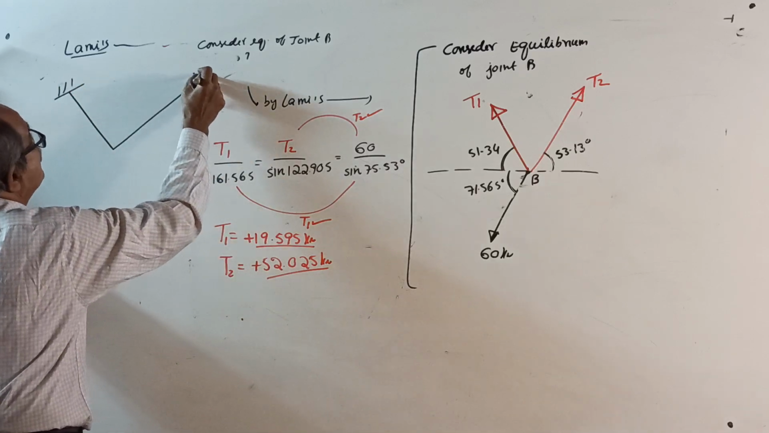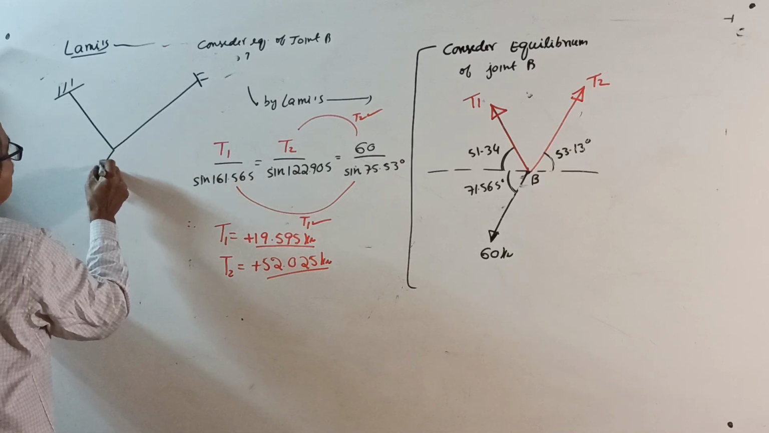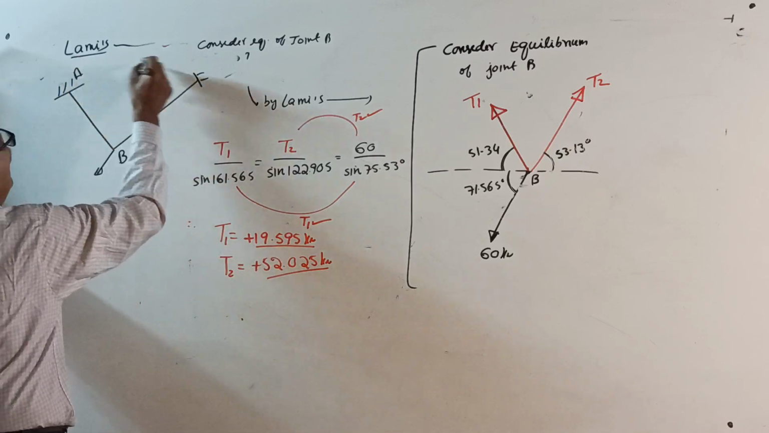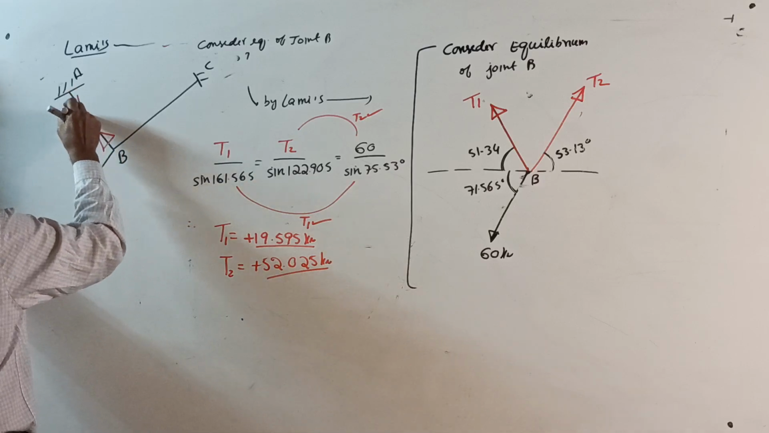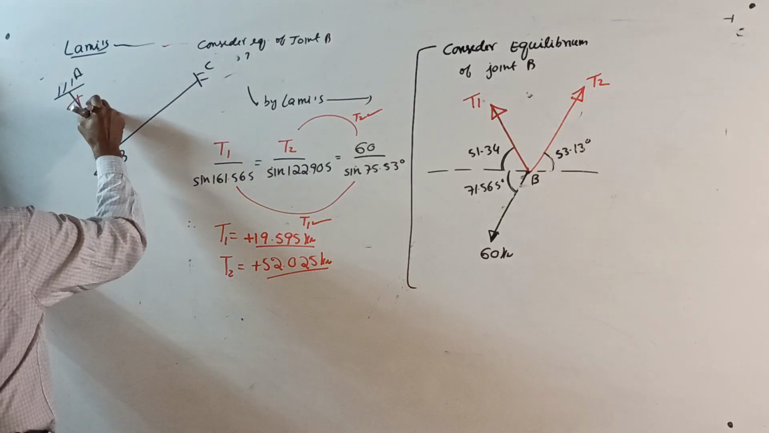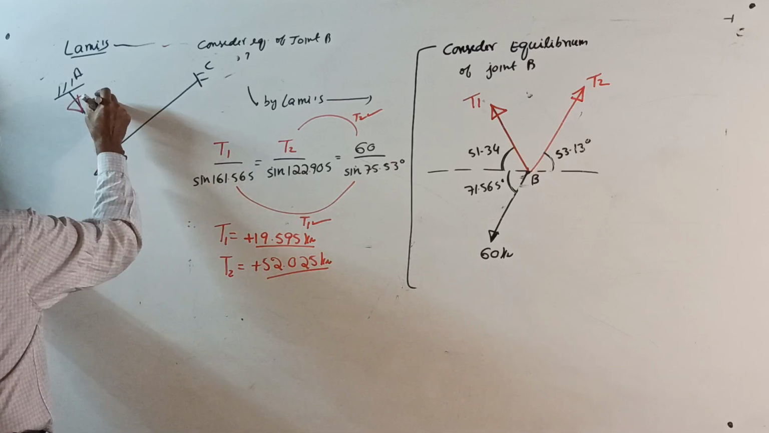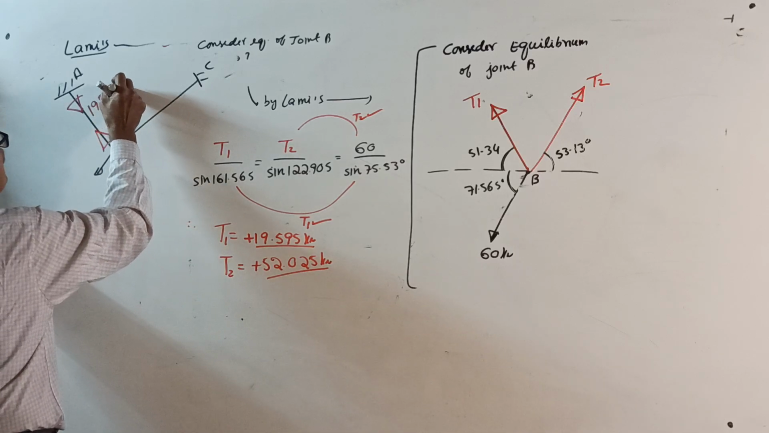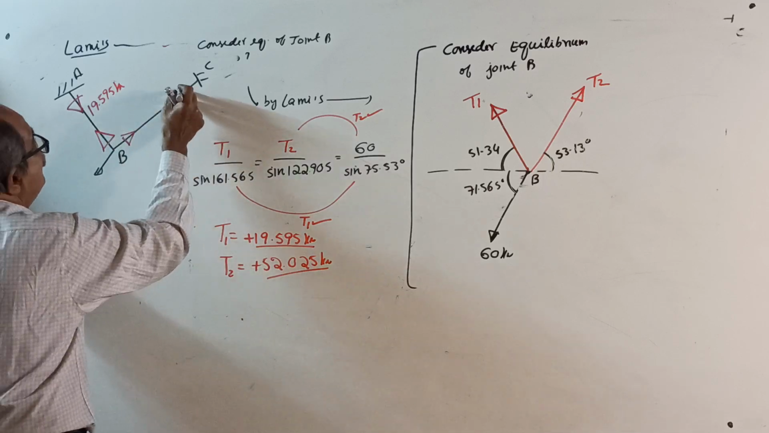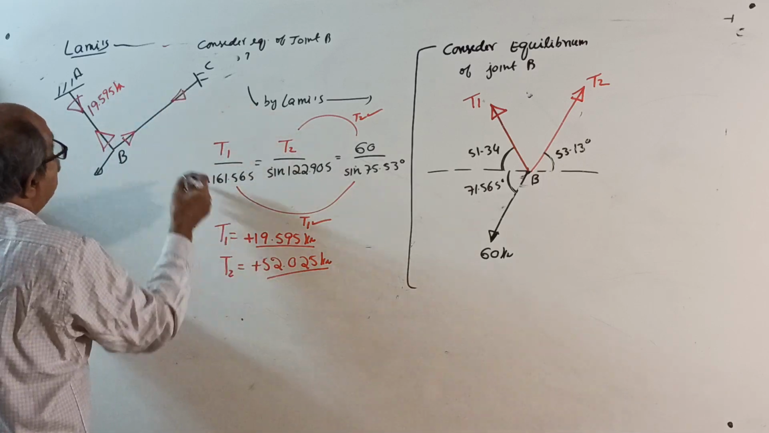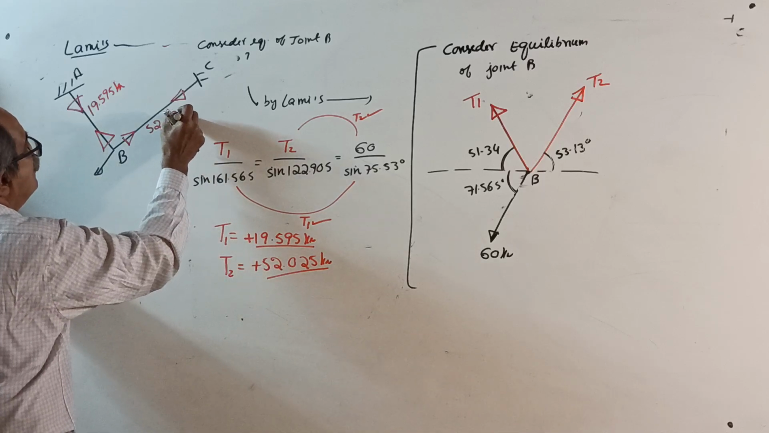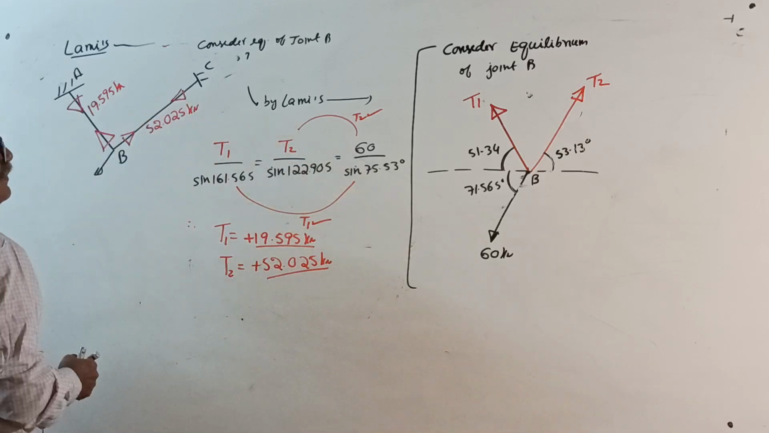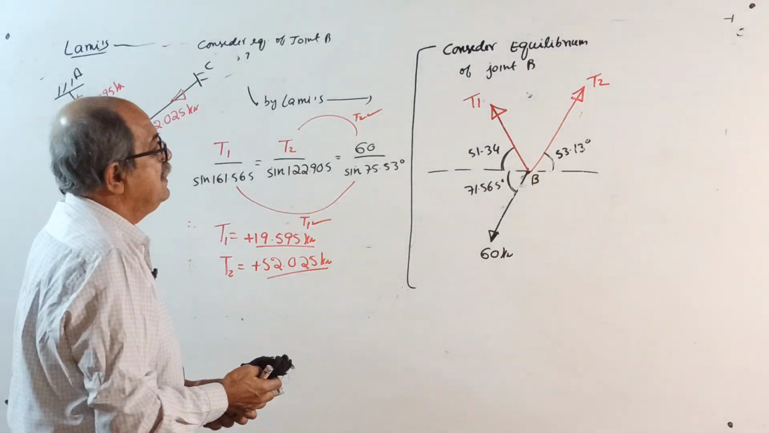Presentation, if you want. B, A and C, T1, this tension is 19.595 kilonewton. This tension is 52.025 kilonewton. This is the final answer. Okay, now do one thing.